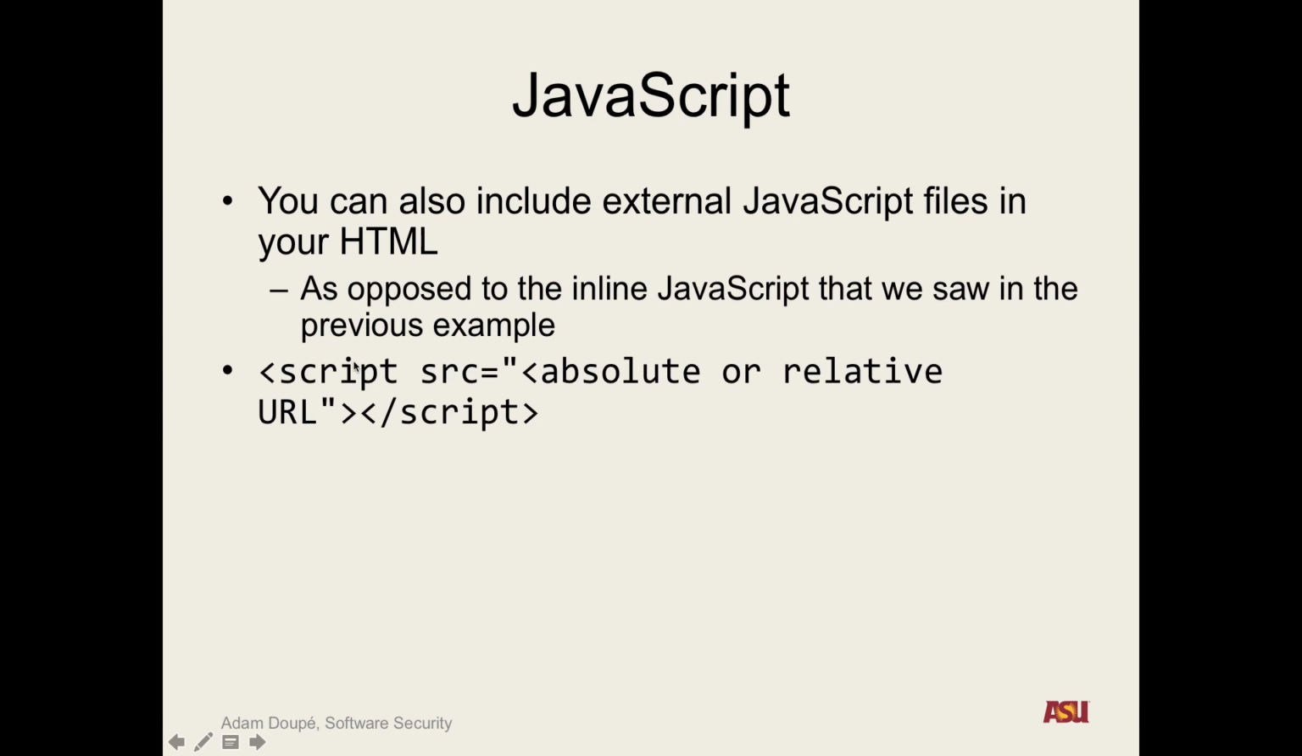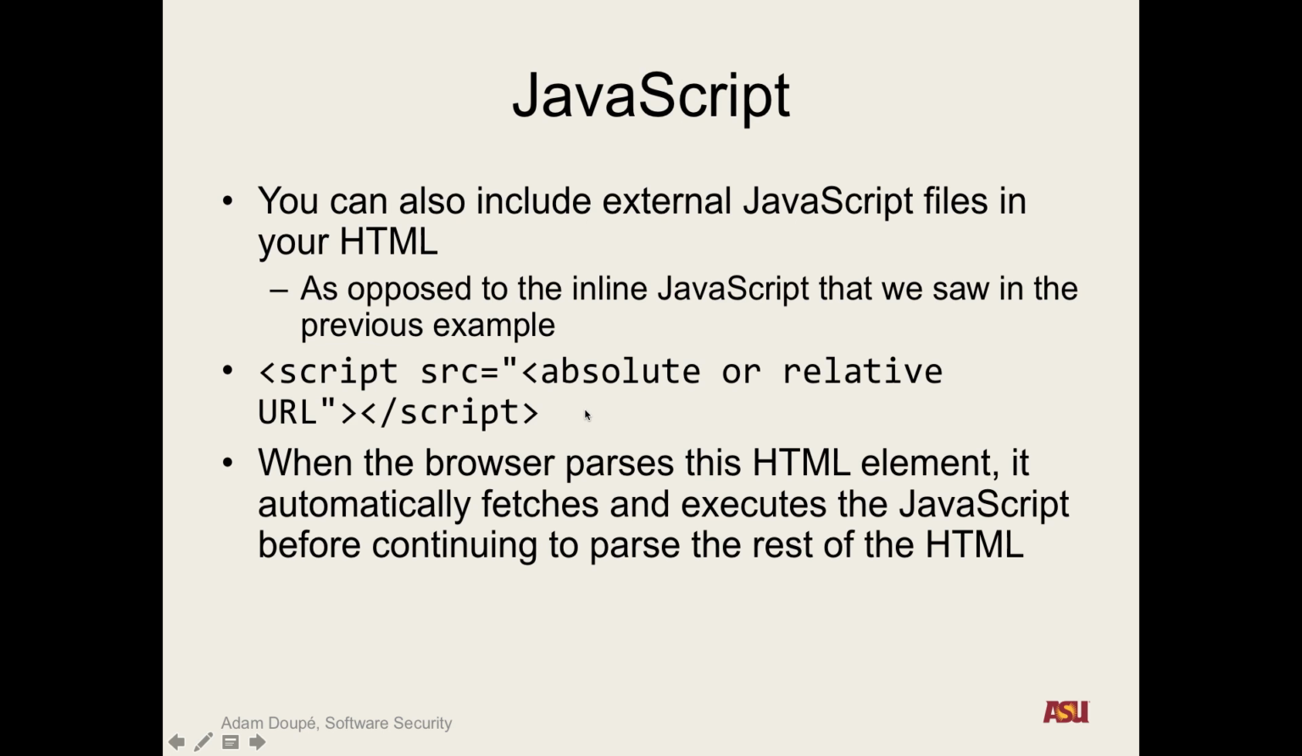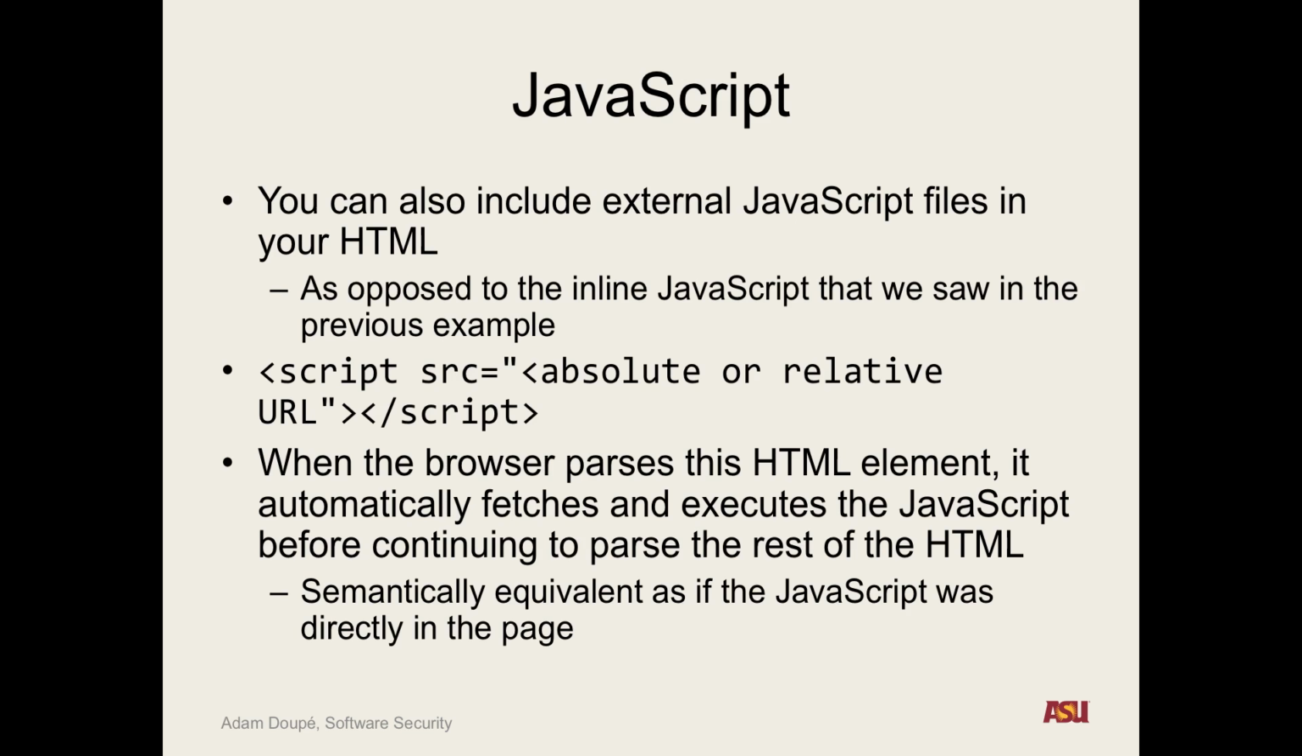So the idea is, once again, you use the script tags, but here you set the source attribute to be either an absolute or a relative URL. And what happens is when the browser parses this element, it automatically fetches and executes that JavaScript before continuing to parse the rest of the HTML. It's semantically equivalent, so it's exactly the same thing as if you took the result of making an HTTP request to that URL and put it directly in the page there. So scoping rules, whatever, it still has the exact same semantics there.